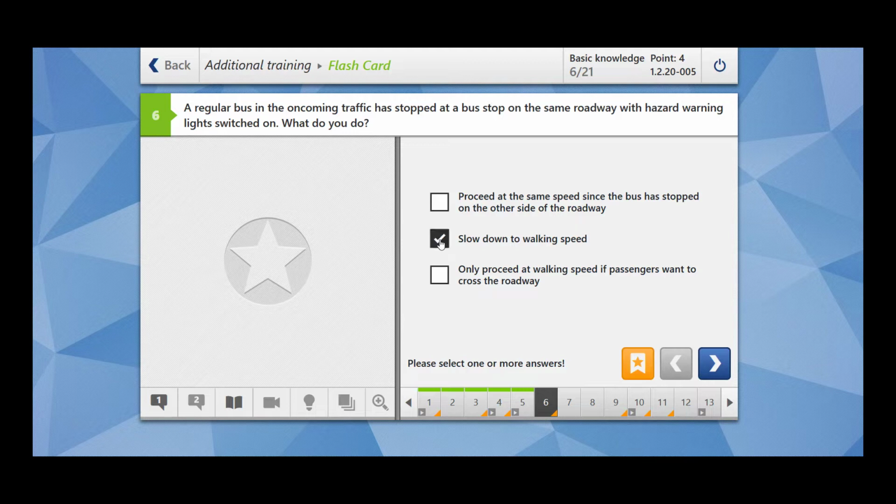Slow down to walking speed. This is correct. Only proceed at walking speed if passengers want to cross the roadway. This is incorrect, because you're never sure, right? Somebody can just pop up. He or she can appear. Then you have to be ready to brake. So it's better that you always pass the bus at walking speed, irrespective of whether you are following the bus or you are part of oncoming traffic.